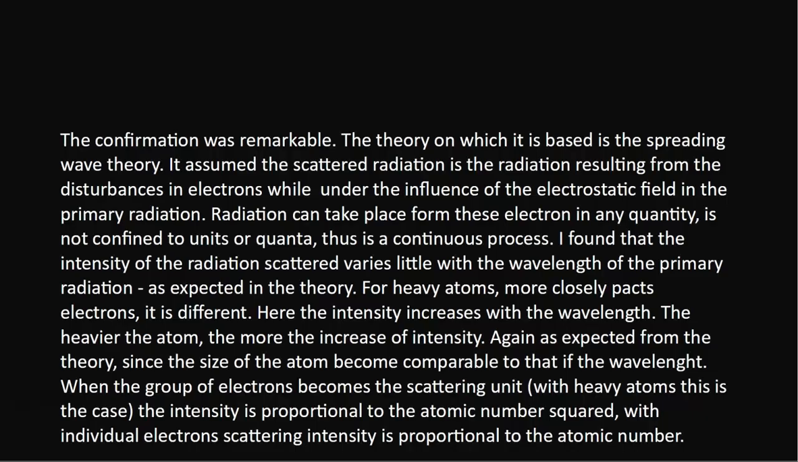I found that the intensity of the radiation scattered varies little with the wavelength of the primary radiation, as expected in the theory. For heavy atoms, with more closely packed electrons, it is different. Here the intensity increases with the wavelength. The heavier the atom, the more the increase of intensity. Again, as expected from the theory, since the size of the atoms becomes comparable to that of the wavelength, the group of electrons becomes the scattering unit. With heavy atoms this is the case, and the intensity is proportional to the atomic number squared. With individual electrons, scattering intensity is proportional to the atomic number, thus without the square.